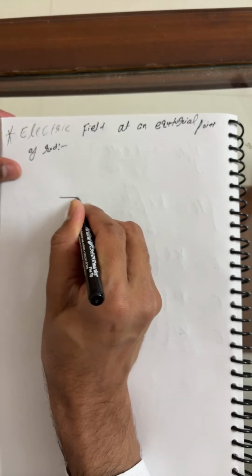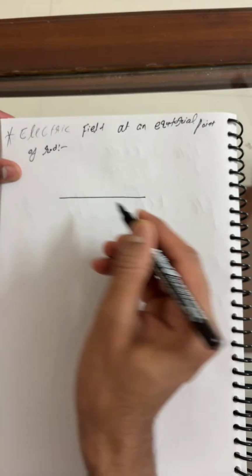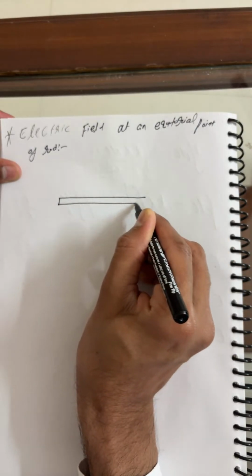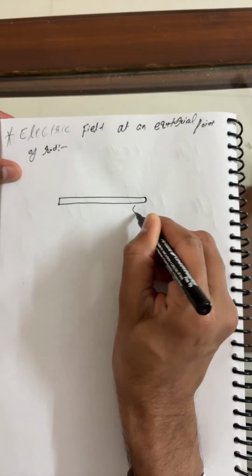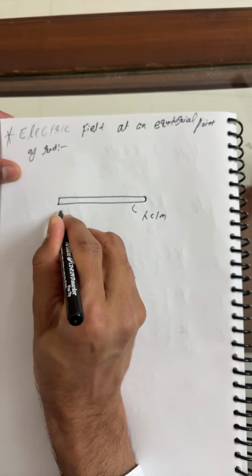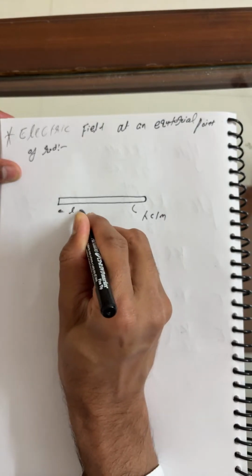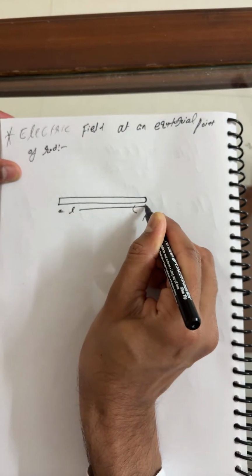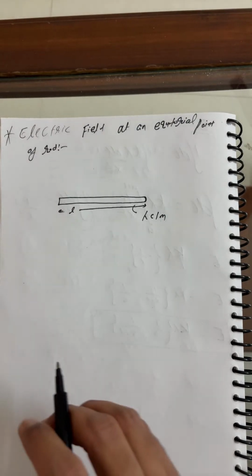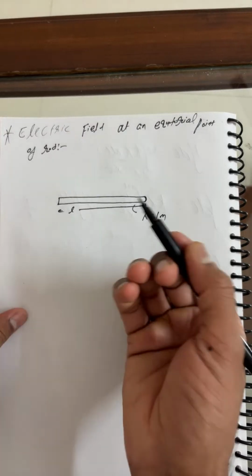So you can take this rod as uniformly charged, lambda coulomb per meter. L is the length of the rod.